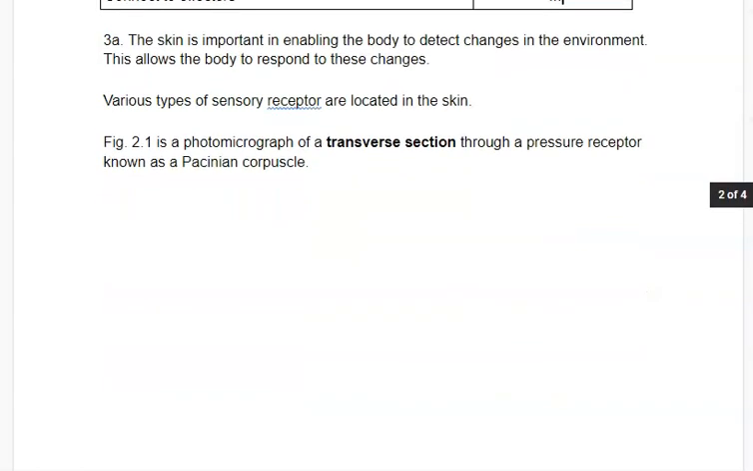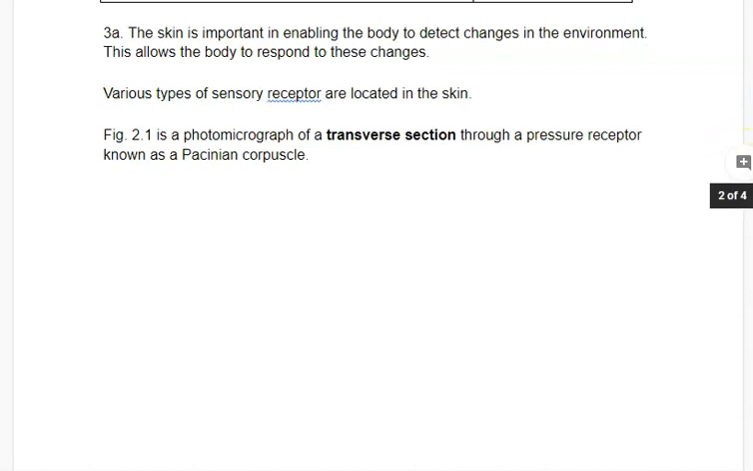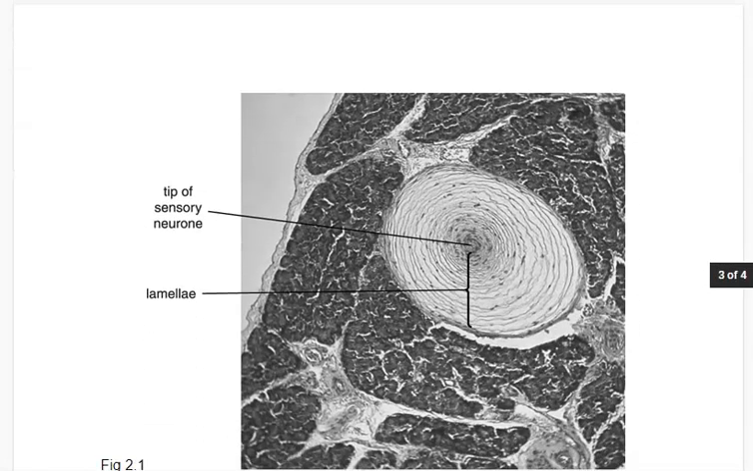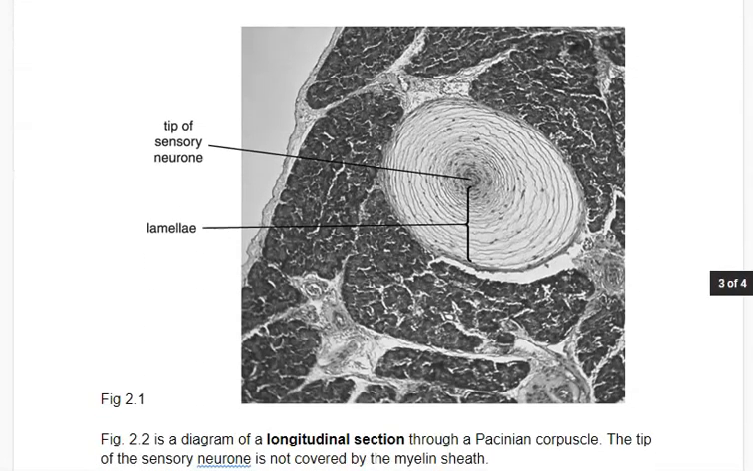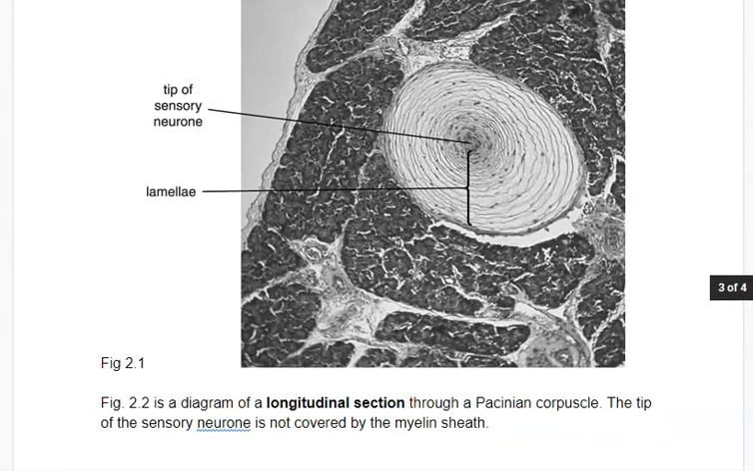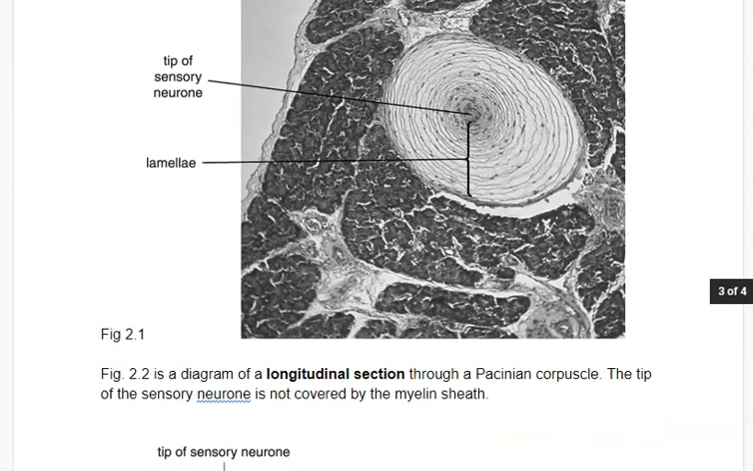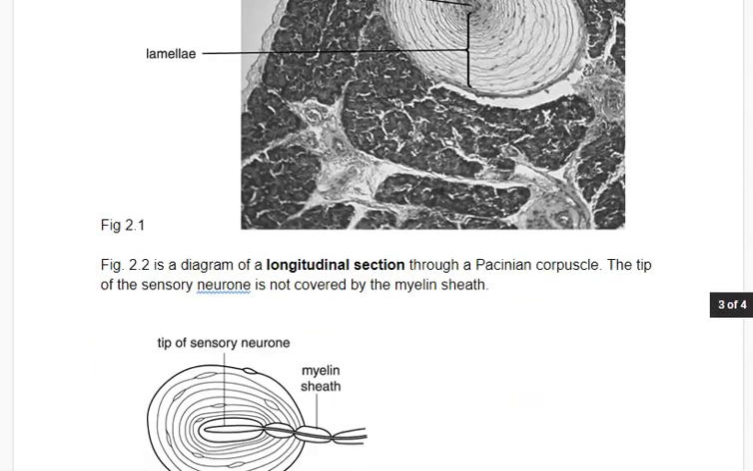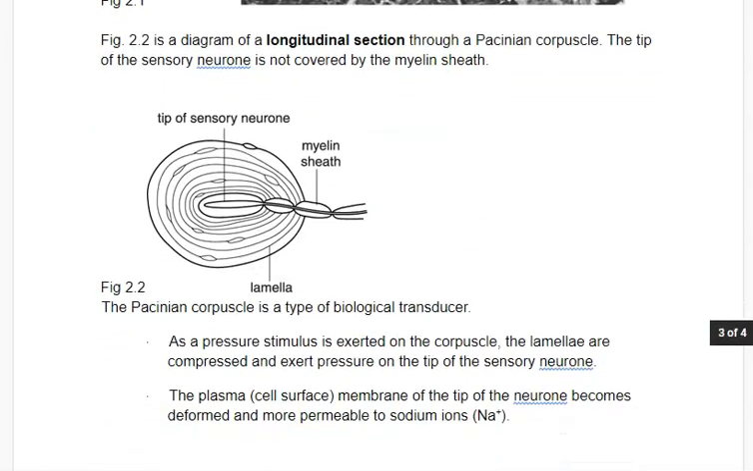Okay, question 3. The skin is important in enabling the body to detect changes in the environment. This allows the body to respond to these changes. Various types of sensory receptor are located on the skin. So figure 1, they're showing me the transverse section through a pacinian corpuscle. So there it is. Okay, we've seen that before, we know what that means. Figure 2 is a longitudinal section through a pacinian corpuscle. The tip of the sensory neuron is not covered by the myelin sheath. Okay, again, we know what that is.